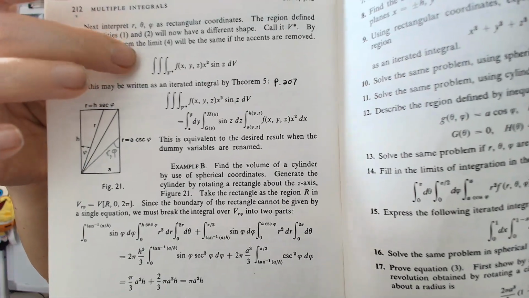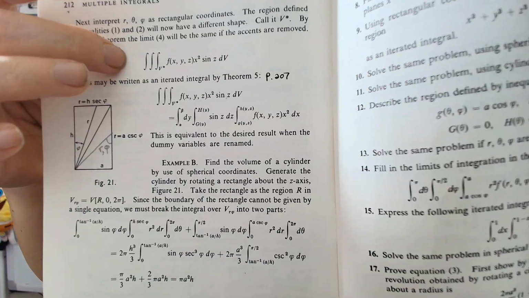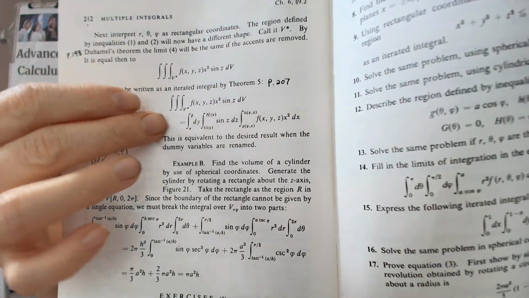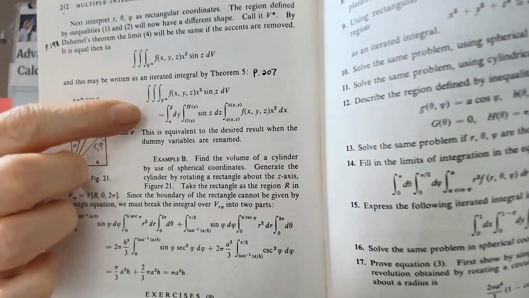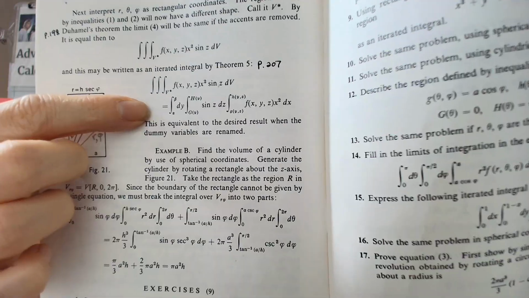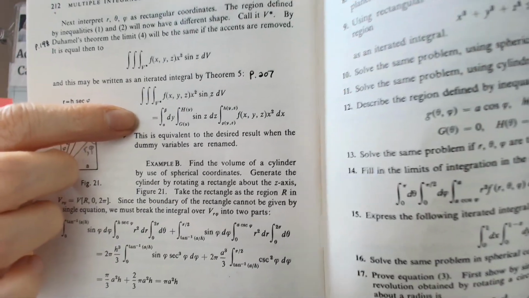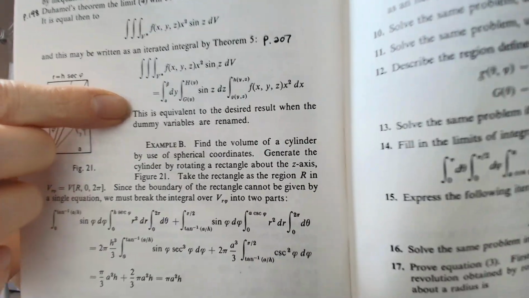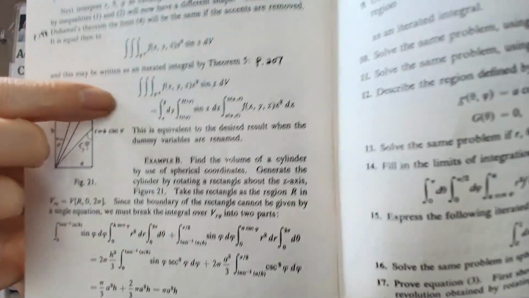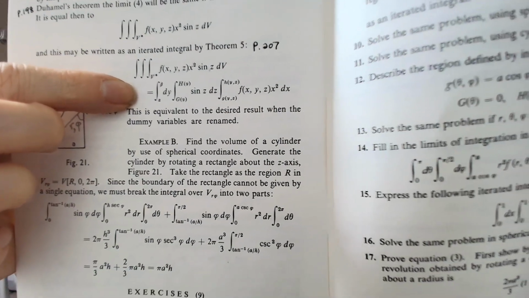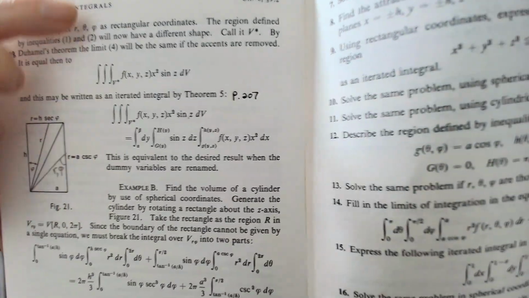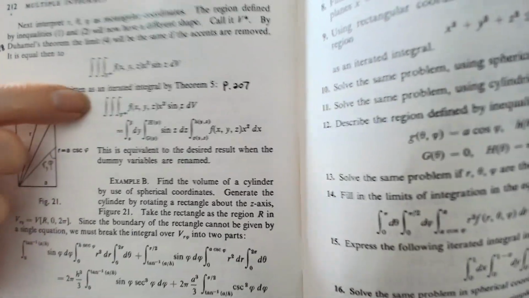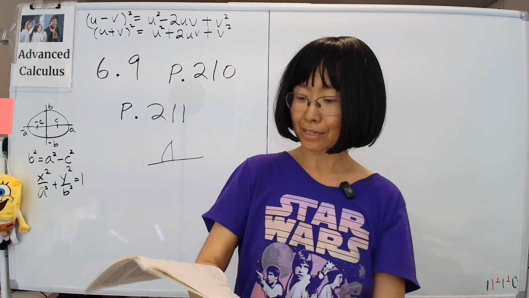So the next thing we have to do is apply theorem 5 on page 207 to say that this triple integral is the same as this iterated integral, which is what theorem 5 says: the triple integral is the same as the iterated integral with proper limits. And then at this point we can change the x, y, z back to r, theta, phi, because they're just dummies for integration, so it doesn't matter what we use. When we change it back, the theorem is proved.